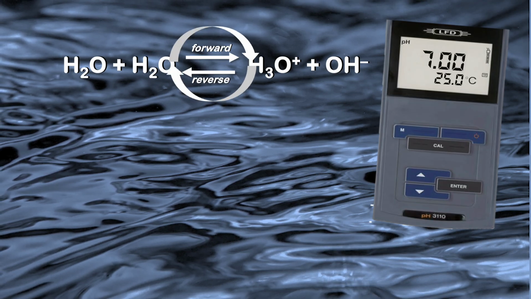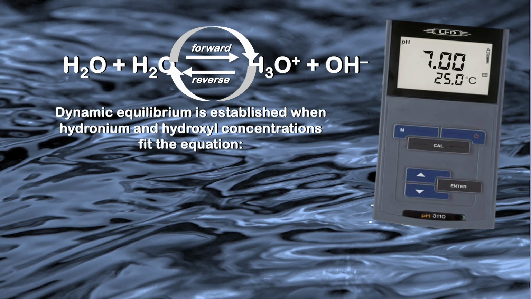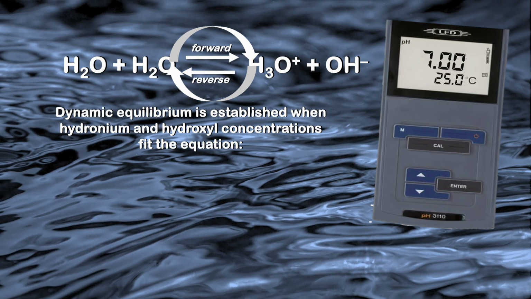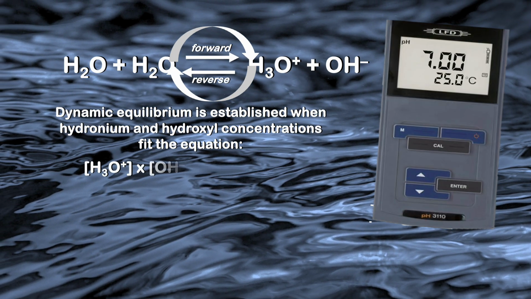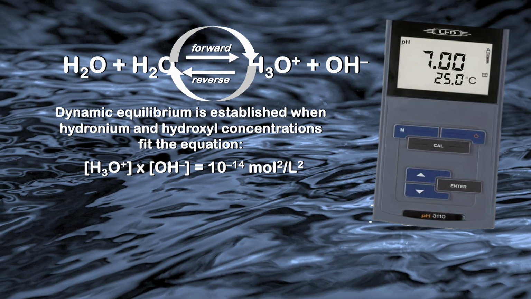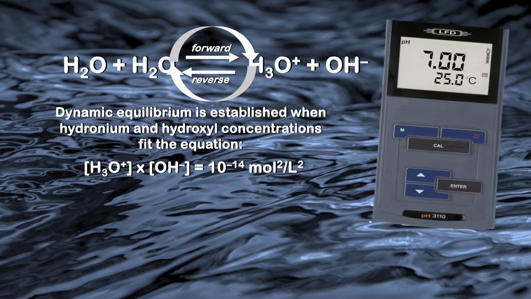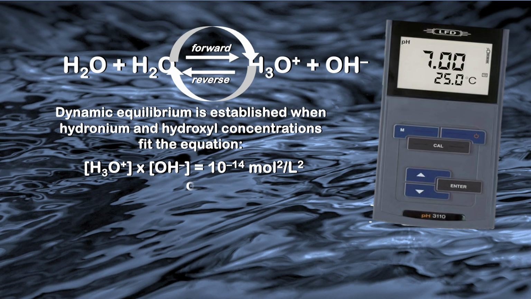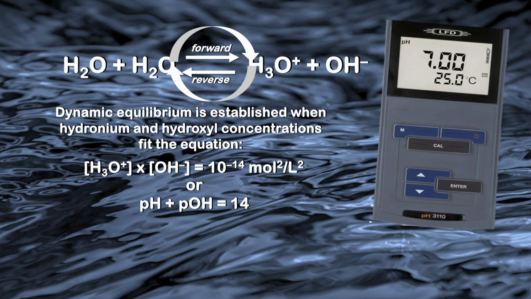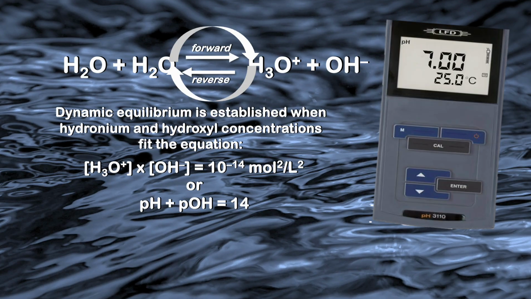It was shown experimentally that this condition of dynamic equilibrium is reached when the hydronium and hydroxyl ion concentrations fit the equation hydronium ion concentration times hydroxyl ion concentration equals 10 to the minus 14 moles squared per liter squared. The same equation in pH units is pH plus pOH equals 14. Like pH for hydronium ion, pOH is a logarithmic scaling factor for hydroxyl ion. It's these equations that make water be neutral at pH 7.